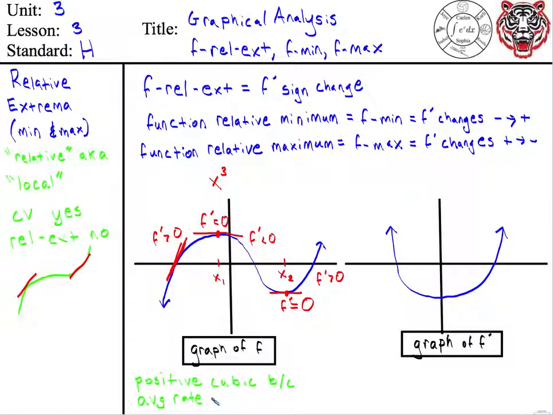Because the average rate from start to end is positive. So this is a positive cubic because the average rate from start to end is a plus.